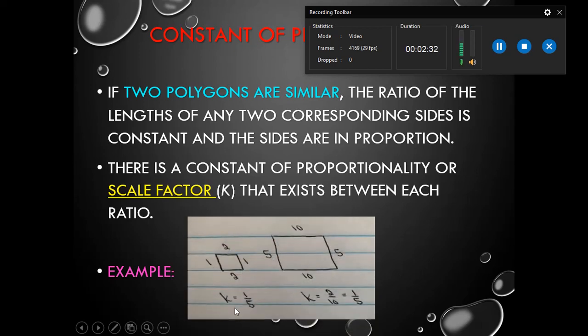So k, my scale factor, is 1 to 5. If I look at the sides on top, 2 is to 10. That's also the value of k, and you can see that it reduces to 1 to 5. So if I work my way around the figures, you're going to see that 1 to 5 exists between all four sets of sides.